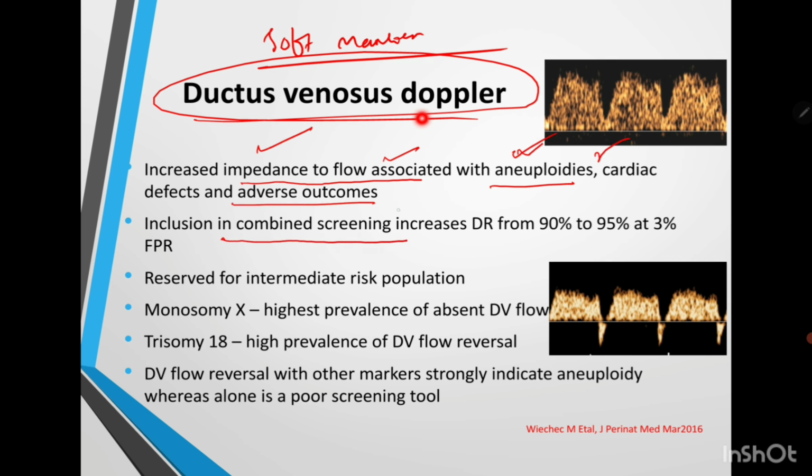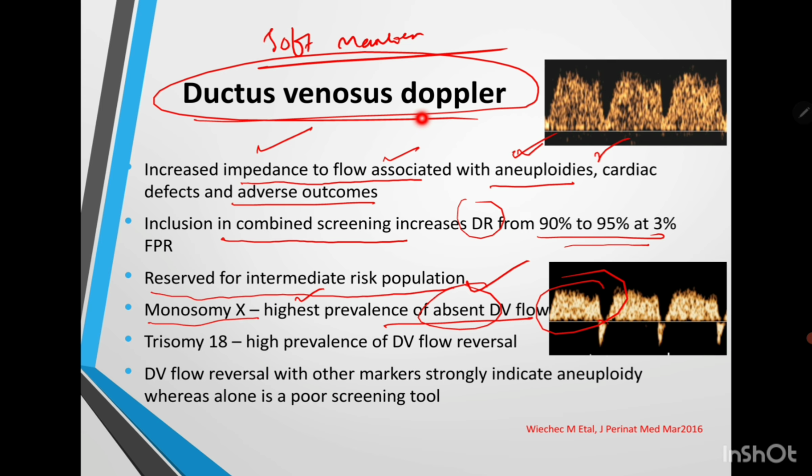Inclusion in combined screening. If you include this ductus venosus Doppler in the combined screening test, the detection rate also increases to 90 to 95%, and there will be 3% false positive rates. Reserved for intermediate risk populations. Monosomy X has the highest prevalence of absent ductus venosus Doppler flow because the impedance will increase. There will be an absent flow.